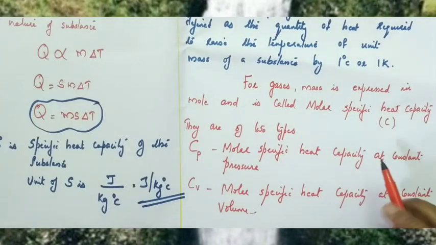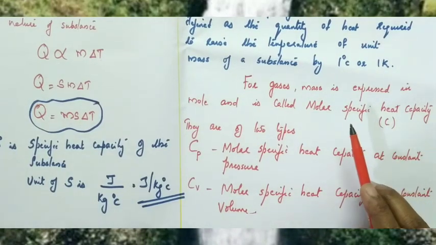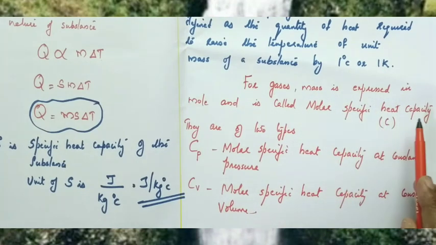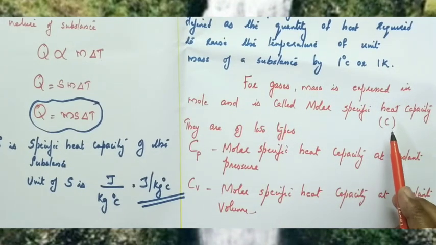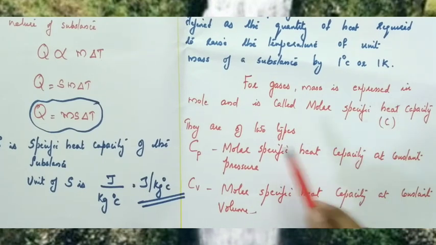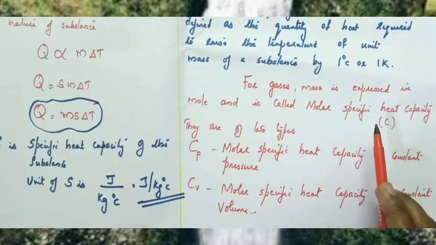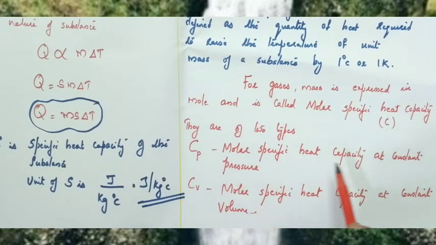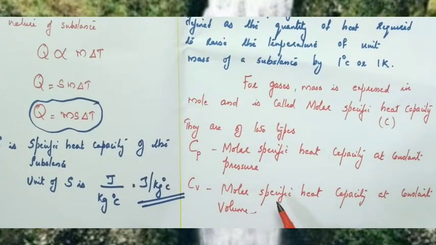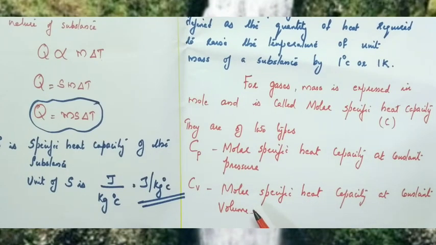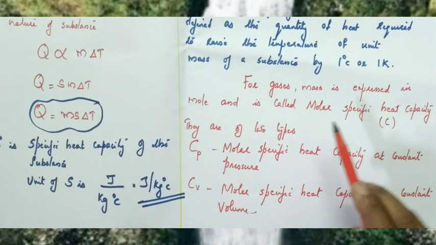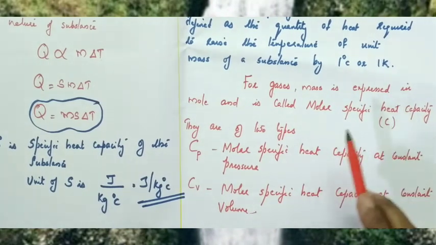Now, for gases, mass is expressed in moles. Okay, and hence the specific capacity is called molar specific heat capacity and it is represented by C. For gases, there are two types of molar specific capacity. First one is Cp, that is molar specific heat capacity at constant pressure, and Cv means molar specific heat capacity at constant volume. So, for gases, mass is expressed in mole and hence the specific capacity is called molar specific capacity. That is the only change.